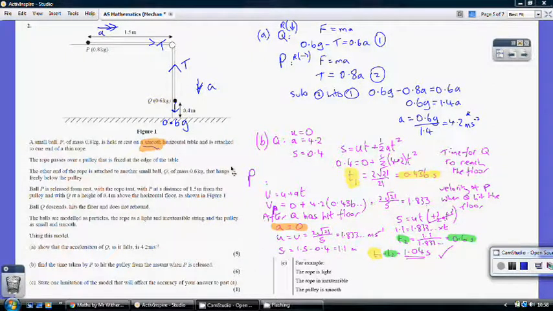1.833... The distance that it's got to travel at this constant speed is the 1.5 meters less the 0.4 meters that it's already travelled while being pulled along by Q. So it's going to be travelling at a constant speed for 1.1 meters.